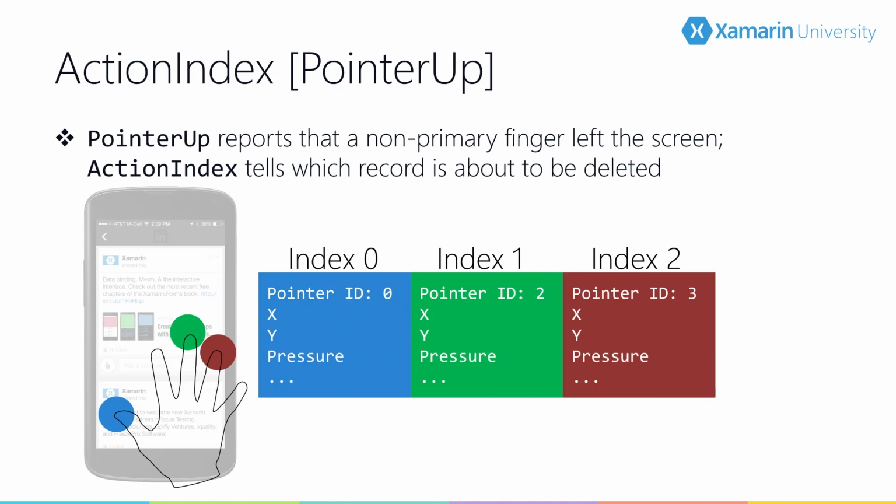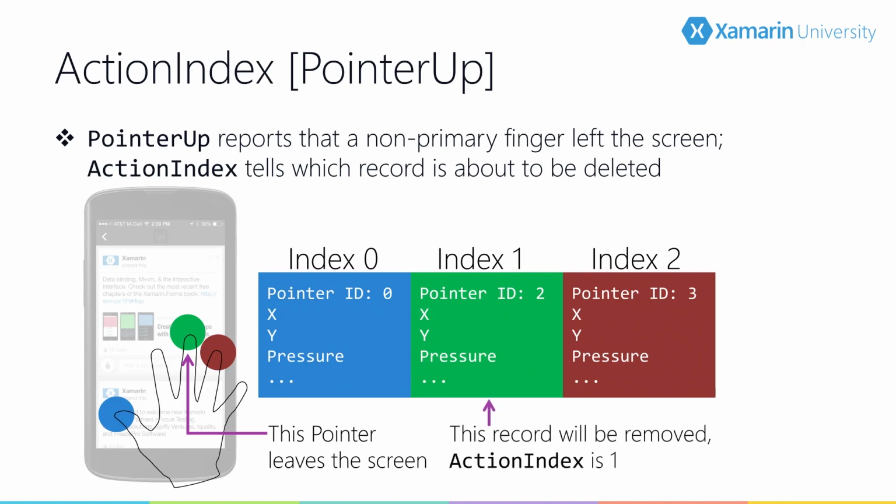The pointer up is reported when there are 2 or more fingers on the screen and then one of them leaves. There's no way the app could guess which finger the user removed. That's what the action index is for. It tells you the index of the record for the finger that just left the screen. Note that the record won't be removed until after your event handler finishes.